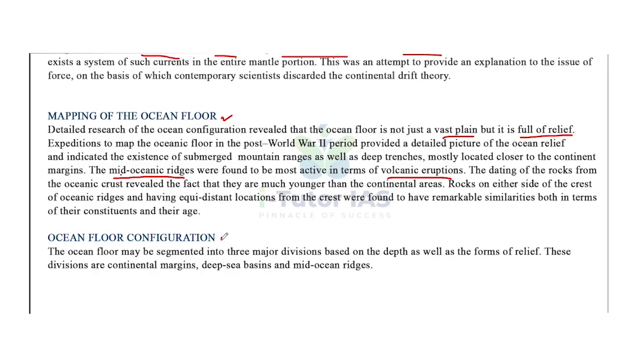The ocean floor configuration. The ocean floor may be segmented into three major divisions based on the depth as well as the form of relief. These divisions are continental margins, deep sea basins, and mid-oceanic ridges. Okay, so there are three types of classification. First one, continental margin; second one, deep sea basin; and third one, mid-oceanic ridges.